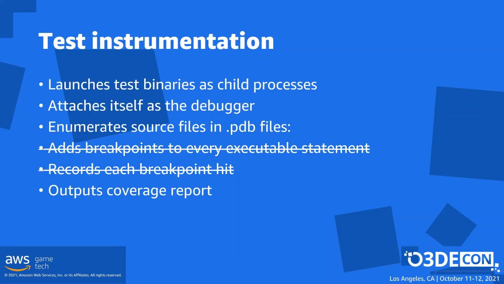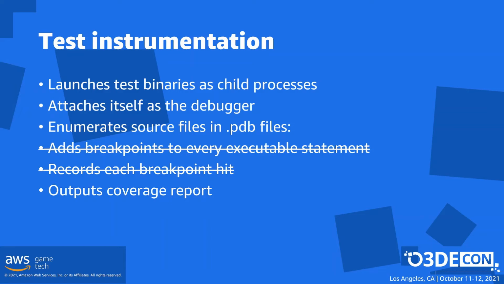Now let's revisit how the instrumentation works using fast test impact analysis compared to using regular OpenCPP coverage. The steps are broadly the same. The key difference, however, is rather than adding the breakpoints and recording which breakpoints are hit, we instead simply enumerate all of the source files of the test target binary and any child processes and shared libraries linked at runtime.